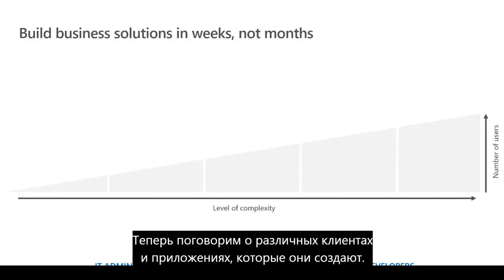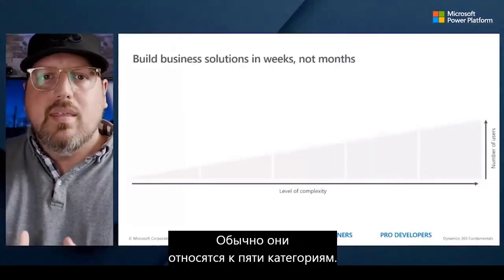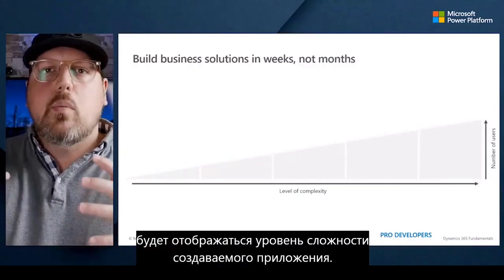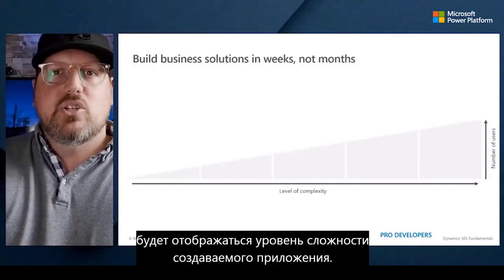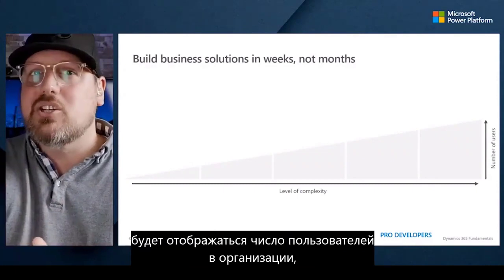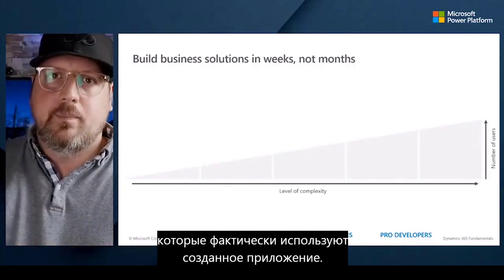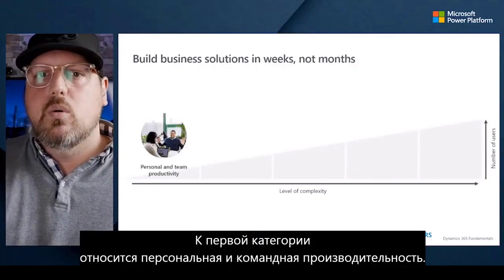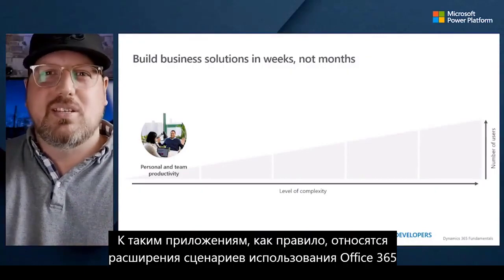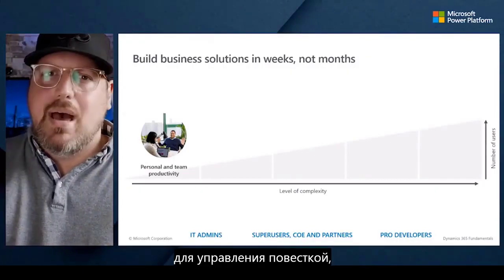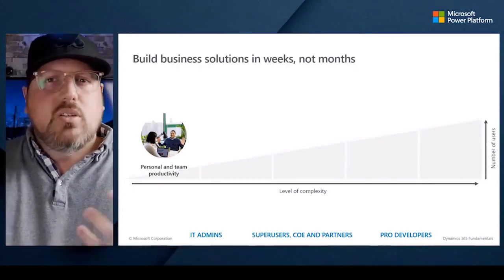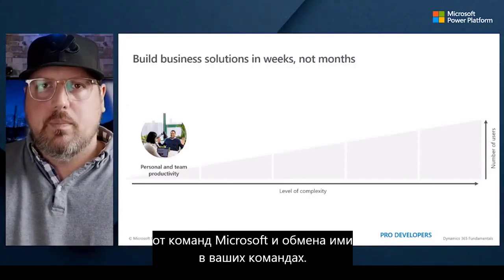So when we look at our different clients and the kind of apps they build, they usually fall within 5 different categories. On the horizontal axis, it will represent the level of complexity of the application that's being built. And on the vertical axis will be the number of users in the organization that are actually using the app that's been built. In the first category, we see personal team and productivity. Those applications are usually extending Office 365 use cases around agenda management, quick team organization around the SharePoint site, maybe using Microsoft Teams to get ideas flowing in your teams.